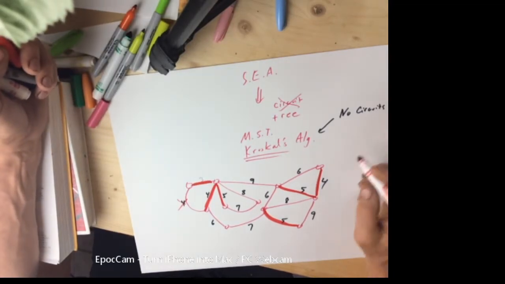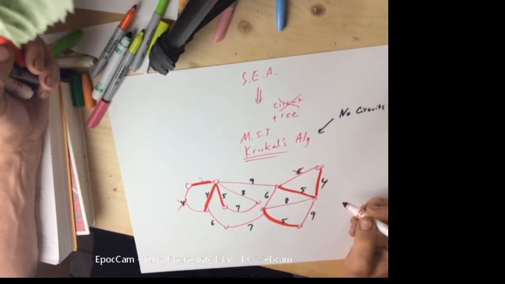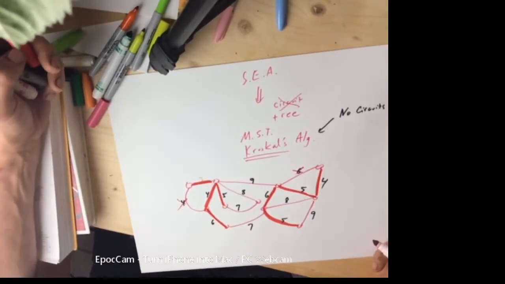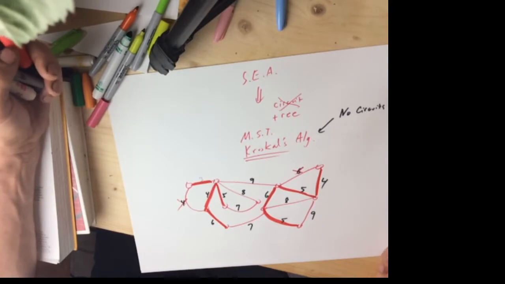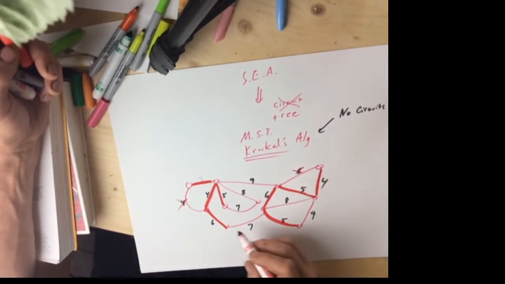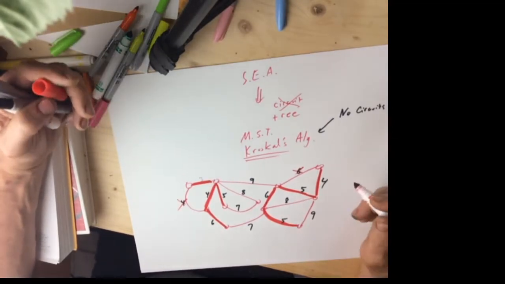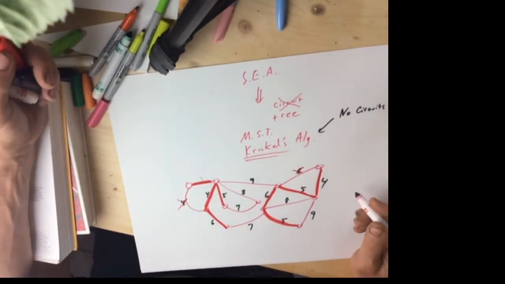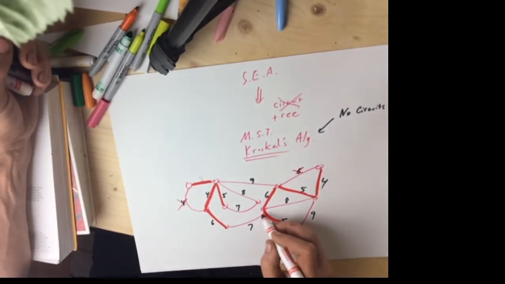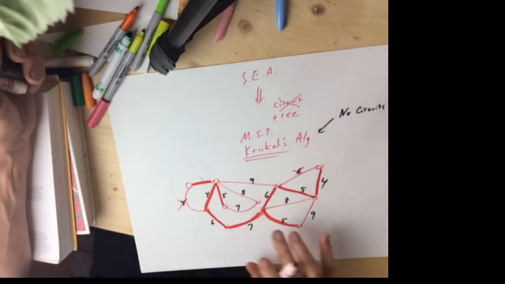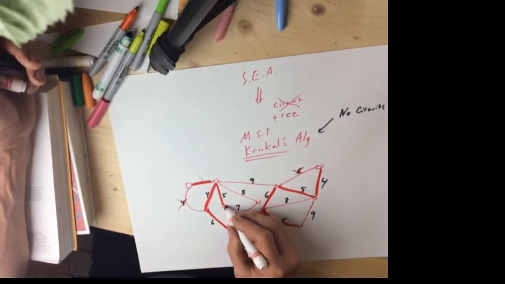Now I can pick the 6s. Can't do that one. It would make a circuit. I can do this one. I can do this one. Ooh, we're getting very close. Look at this. All of the vertices, except for one, have been visited in this tree, but it's not fully connected yet. Now when we go to 7, ooh, look at this. Now all of this is connected. And here's the last 7.